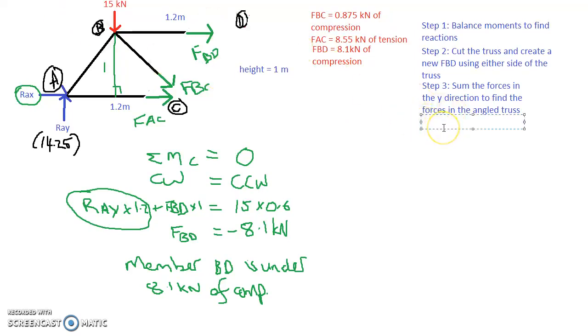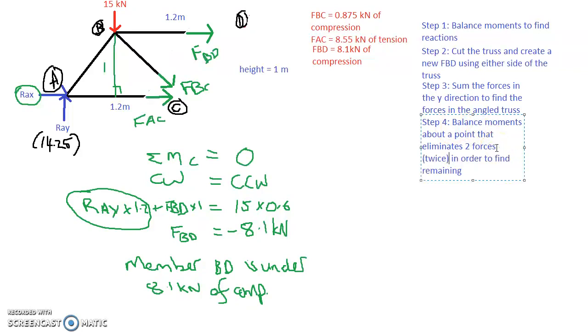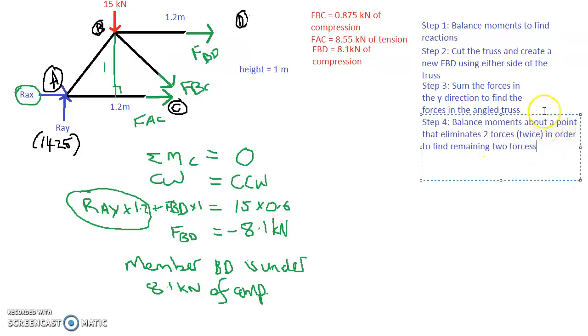So step 4, balance moments about a point that eliminates two forces in order to find the remaining two forces, and we have to do this twice. Okay, so that's a process for you guys to run through.